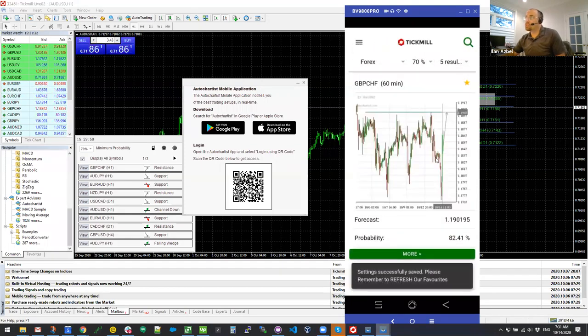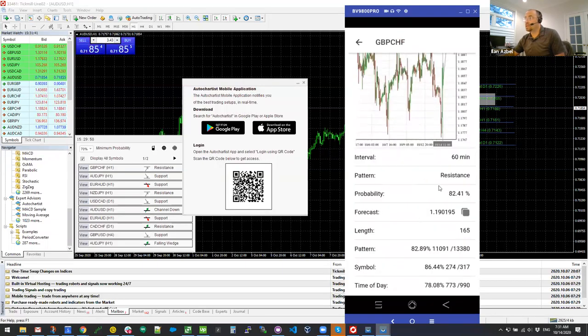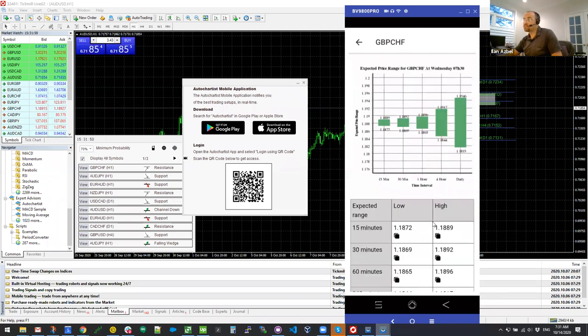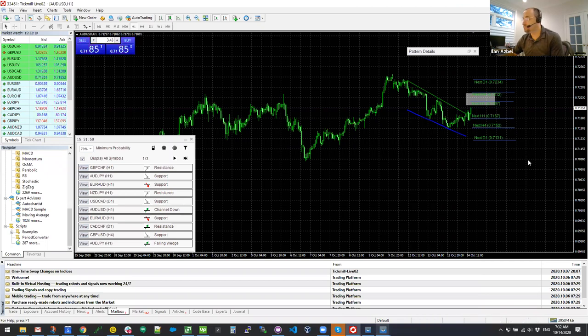Also in the mobile app, you can get some more information. For example, if you look at GBP Swiss franc, you can get more information about this opportunity. You can also copy the forecast into your clipboard, in case you want to open up your mobile trading app and copy a target region in there. You can send yourself an email, and you can look at volatility analysis. The volatility analysis is very important in filtering out trade opportunities, and I'll show you what that means now. Let me go back to the Meta for just a moment, and let me zoom in.